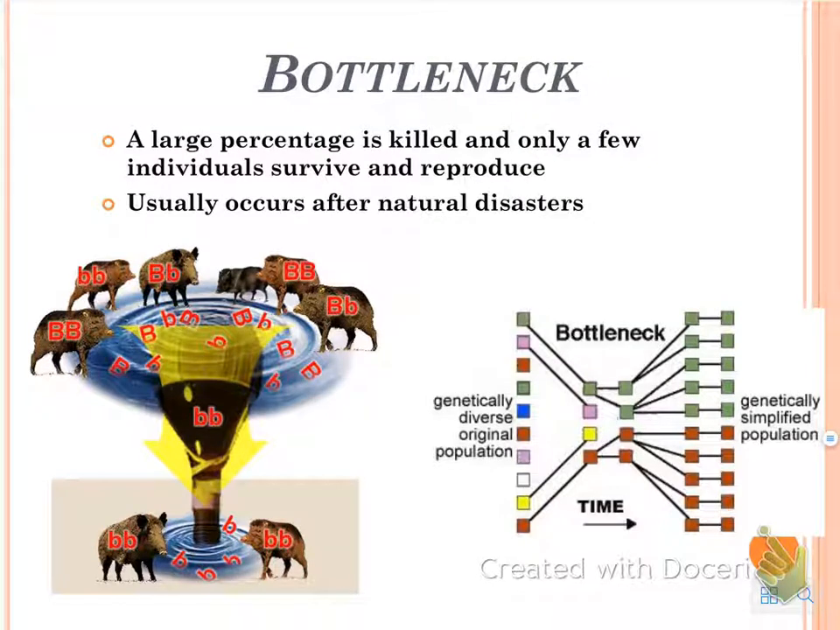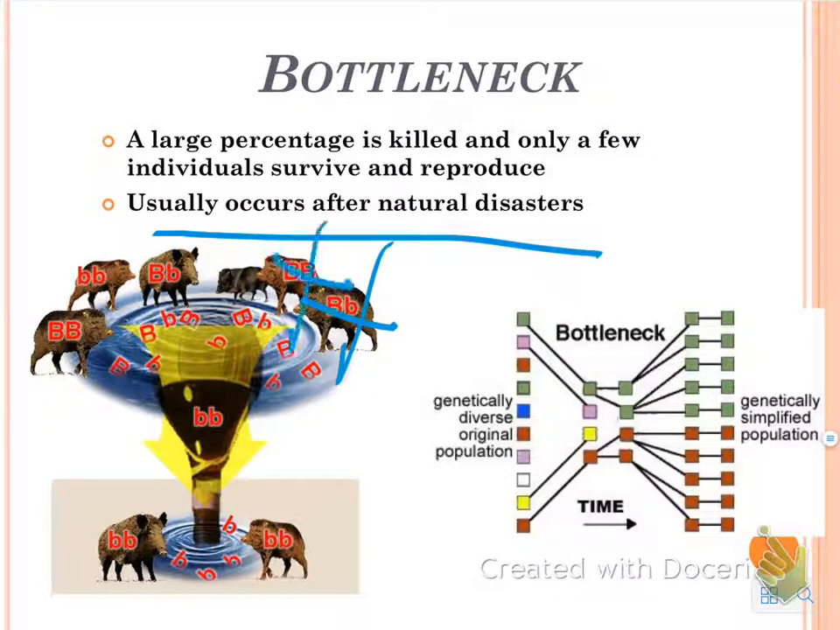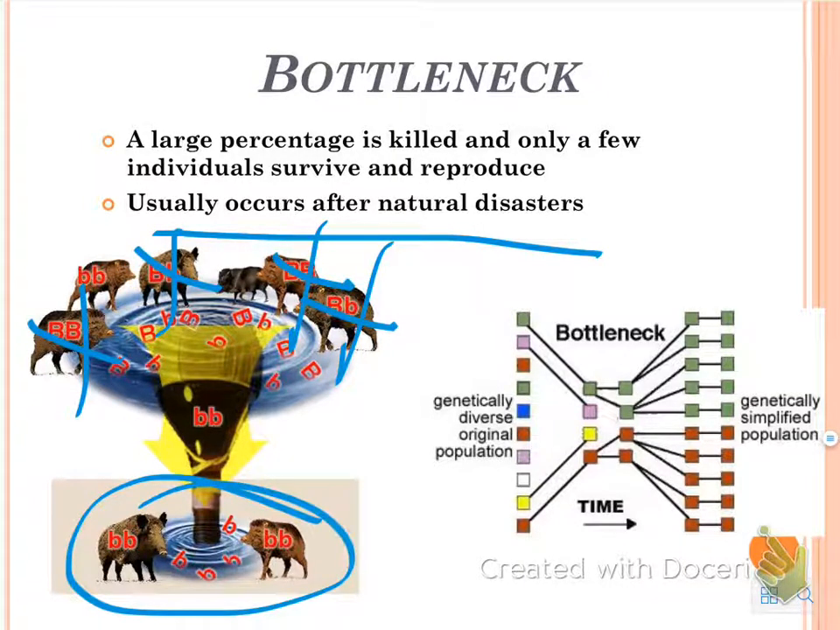There's also something called the bottleneck effect. If a large percentage of a population is killed off and only a few survive and continue to reproduce, you only get certain traits. As it says, it usually occurs after a natural disaster. Remember the bees, those symbolize the genes. Lowercase is recessive, uppercase is dominant, and then heterozygous. If there was some sort of natural disaster and all these dominant alleles are gone, your resulting population is made from recessives.